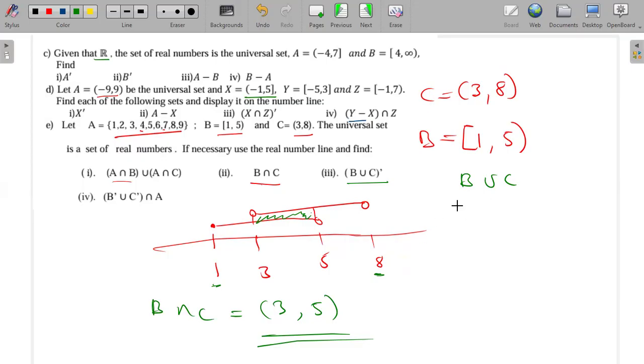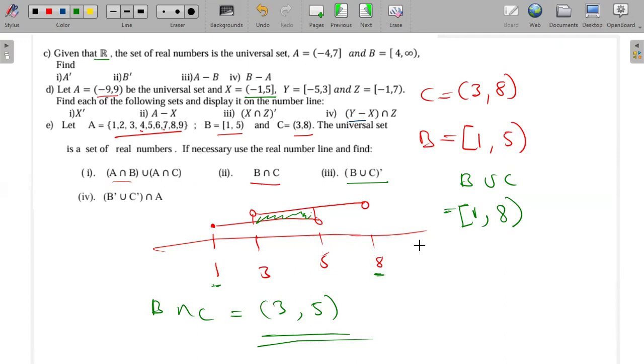So the B union C is going to be at 1 here, it's going to be closed at 1. Then it's going all the way up to 8, and it will be open at 8, since 8 is not in that set. Then they're asking now for the complement.